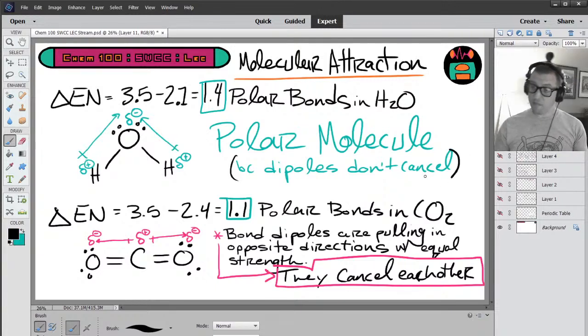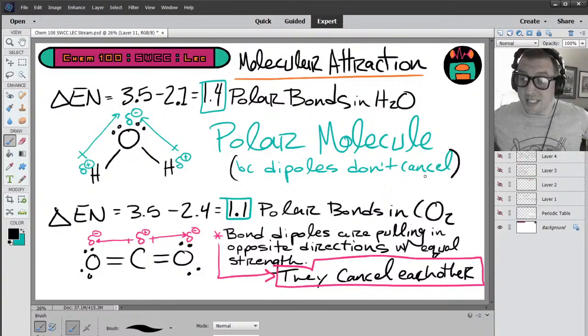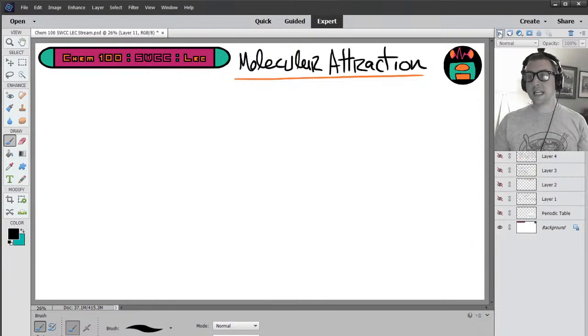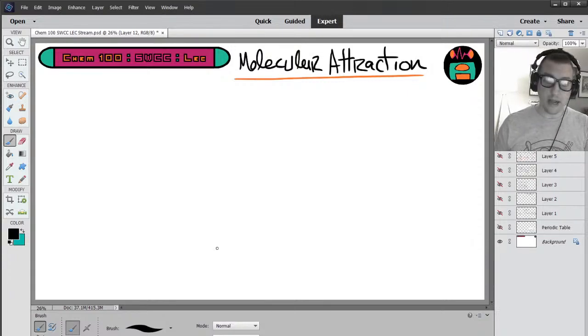All right, so when you have polar bonds in your molecule, you have the possibility of having a polar molecule, but it does not guarantee that the molecule will be polar, all right? It doesn't guarantee it. Now, if you find yourself wondering, well, how do I know? How will I know if all my dipoles cancel or not? I'm so glad you asked. I'm going to tell you. This ties back into what we learned about VSEPR theory, all right?